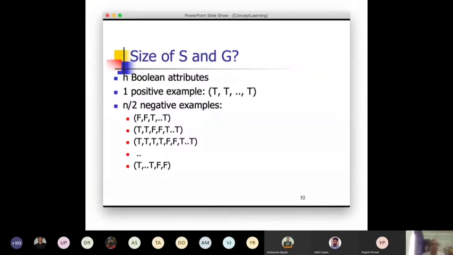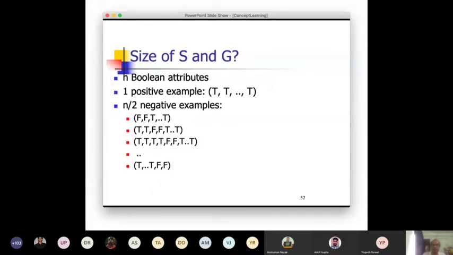Say you consider n Boolean attributes. That means there are n literals, n attributes, so n variables are there. So the dimension of your space is n. Suppose every attribute is Boolean, that means it has only true and false values. I represent every Boolean condition by true and false values only. So a particular positive example is given by all true values.